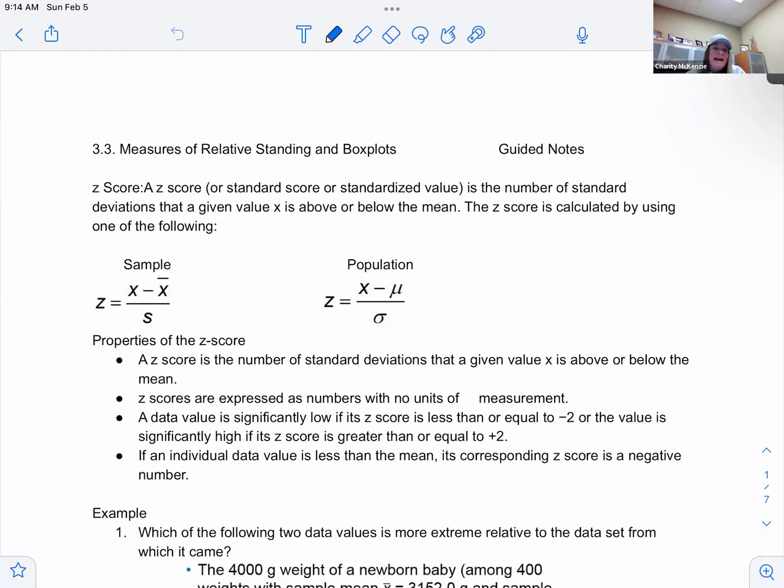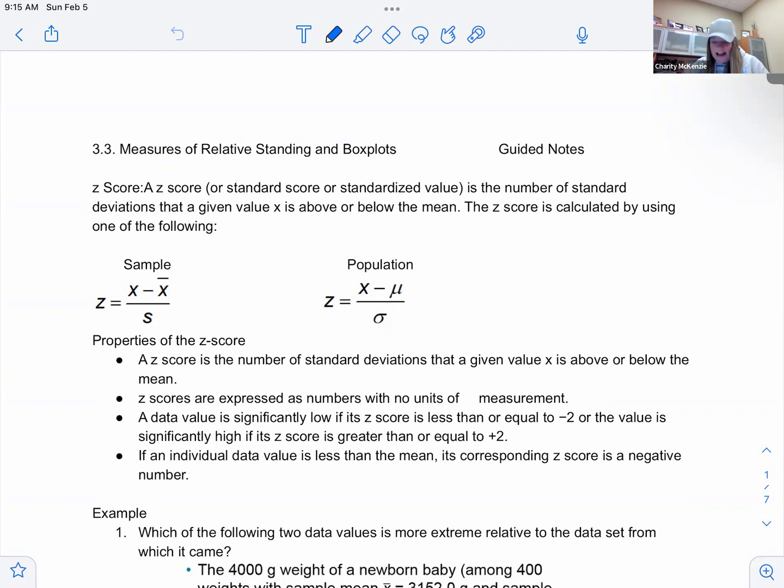So we're looking at measures of relative standing in box plot. It's kind of a weird title, but what we're really looking at is how far my data value is from everybody else's. So how can I compare me to everyone else? We can use percentiles, like I'm in the 90th percentile, or those kinds of words. We have to figure out how to calculate that. We can also use a z-score, which is what we see on the screen right now. So those are where we're headed.